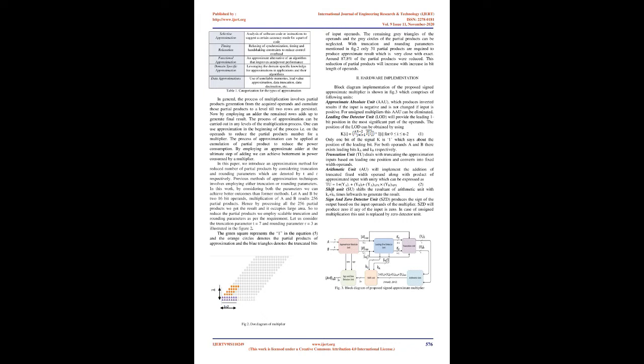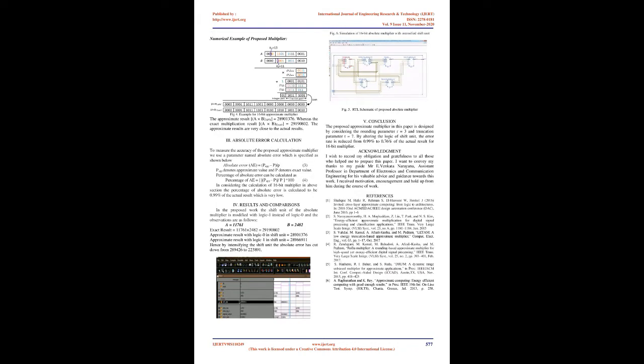2. Hardware implementation. Block diagram implementation of the proposed signed approximate multiplier is shown in figure 3, which comprises the following units: Approximate absolute unit, AAU, which produces inverted results if the input is negative and is not changed if input is positive. For unsigned multipliers, this AAU can be eliminated. Leading 1 detector unit, LOD, will provide the leading 1-bit position in the most significant part of the operands. The position of the LOD can be obtained by using the equation, where only one bit of the signal K is 1, which says about the position of the leading bit. For both operands A and B there exist leading bits Ka and Kb respectively.